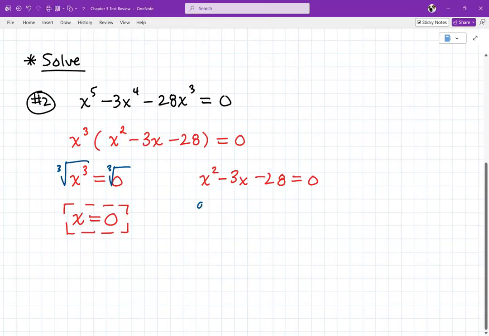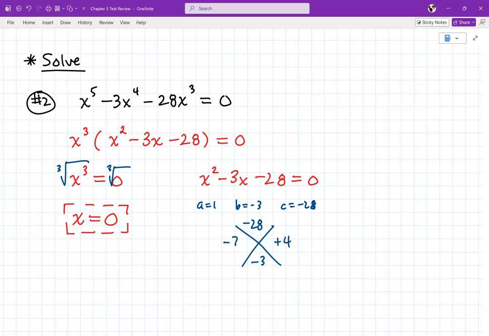So I know a is 1, b is negative 3, c is negative 28, and I'm going to do the x method for it. So a times c is negative 28, b is negative 3. Two numbers that multiply to negative 28 that add up to negative 3 will be a negative 7 and a positive 4.